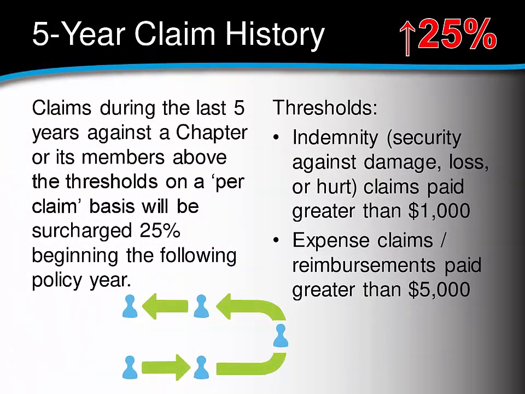When a claim or lawsuit is brought against the fraternity, chapter, or its members, it puts a strain on our insurance and risk-related expenses. If a claim is paid out, the cost of our insurance is likely to go up and will remain higher until that claim falls off our recent record. Therefore, all claims made during the last 5 years against the chapter or its members above the thresholds listed will be assessed a surcharge of 25% on a per-claim basis beginning the following fiscal year.